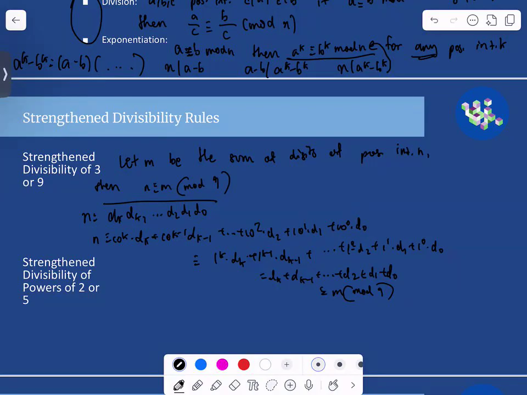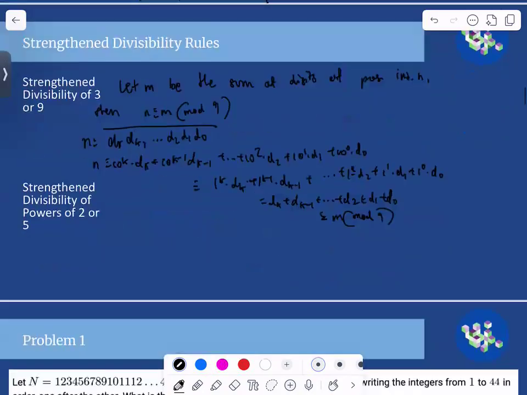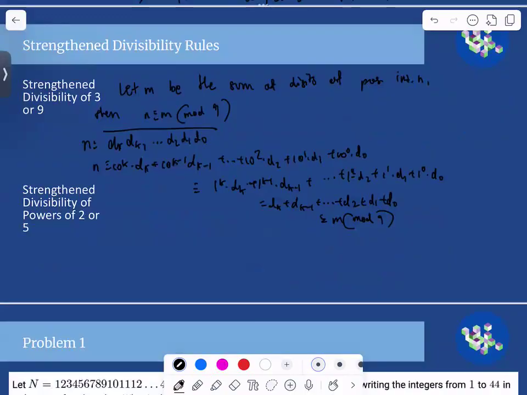And why this is useful is that sometimes in problems you can't exactly find the sum of the digits or anything like that. If they give you some arbitrary number N but don't tell you what exactly that number is, you can't actually find the sum of the digits, but you can say that the number itself is congruent to the sum of its digits mod 9. So this is just a general congruence that you can use whether you know the exact specifics of the number or not. And then another thing is there's a strengthened divisibility rule for powers of 2 or 5.